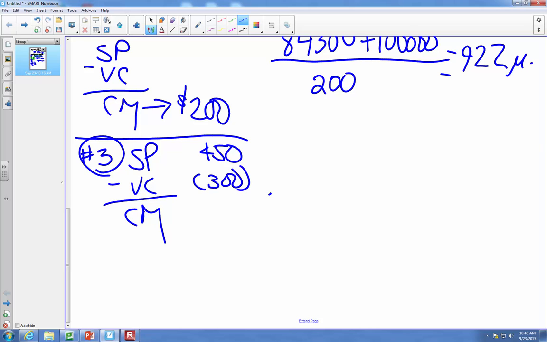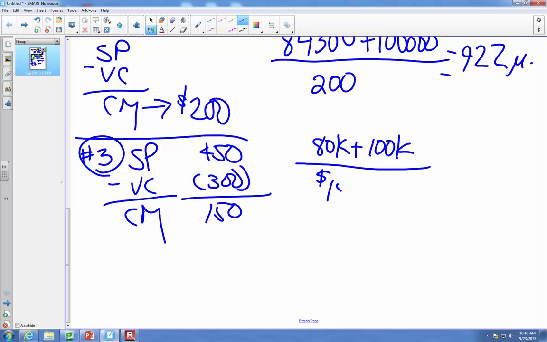Oh my goodness, this looks exactly like what? The answer is exactly like strategy number 1, which totally makes sense. Aha, look at that. Anything that affects variable costs, sorry, let me finish this. So 80 grand plus 100 grand divided by 150, how many bikes do I have to sell? 900. Isn't it 12?